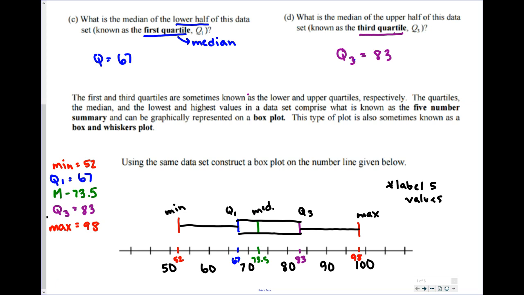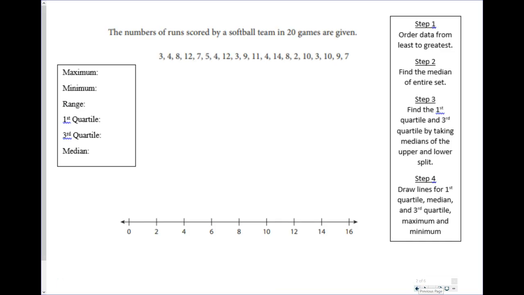Let's do one more before I want you to try one on your own. This one is a little bit different because when you look at this data here, the number of runs scored by a softball team in 20 games, notice none of these values are in order. You cannot make a box and whisker plot unless you have actually put them in the right order. Now this is tricky because you can't miss a number.